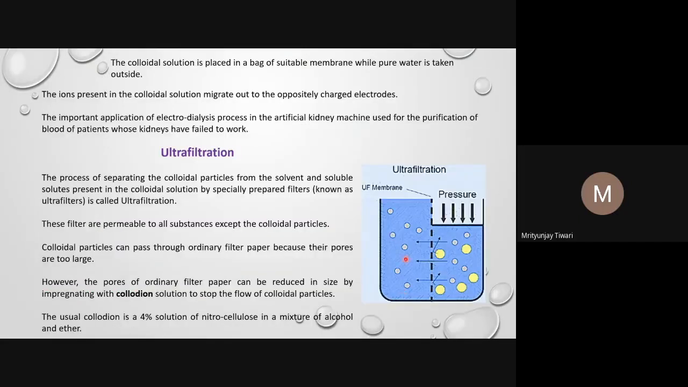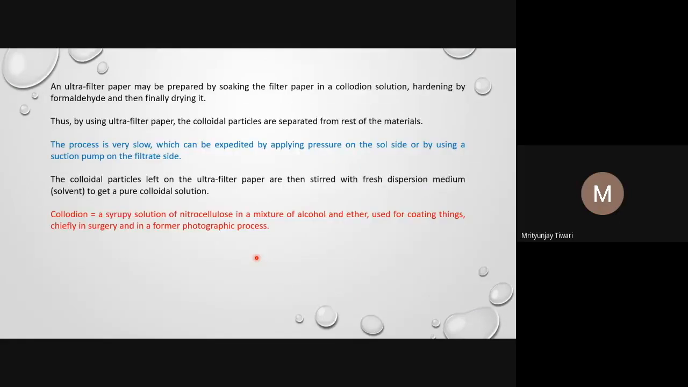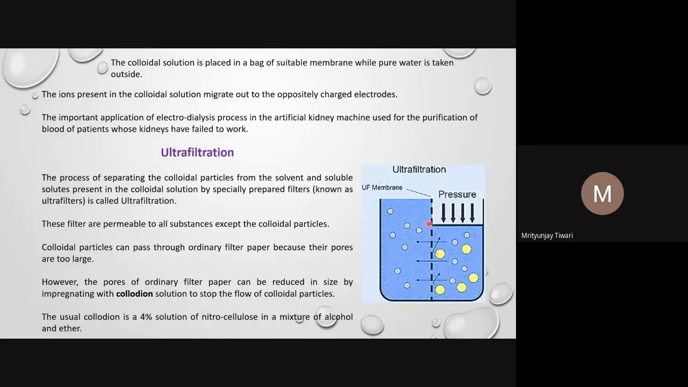And then we saw ultrafiltration. In ultrafiltration we use ultrafilter papers, which one can make by using ordinary filter papers. Usually, ordinary filter papers do not stop colloidal particles from moving through. So we try to reduce the pore size of these ordinary filter papers, and that we do by using a collodion solution, and then making it hard using formaldehyde.